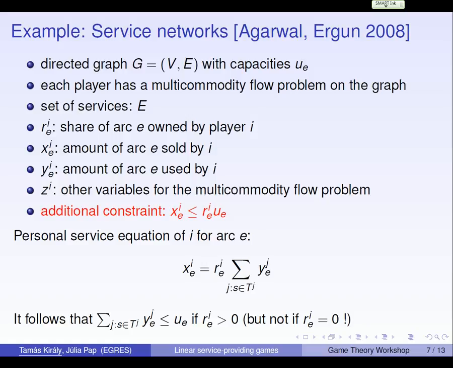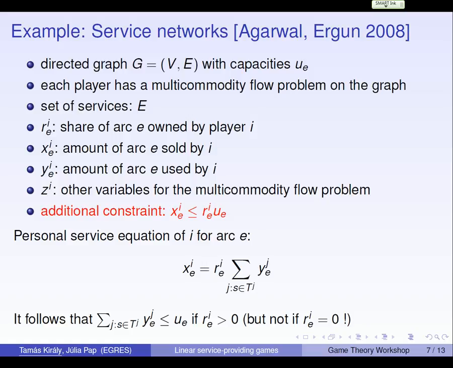The only constraint where the amount sold appears in the polyhedron of player I is the inequality that you cannot sell more than your share of the capacity. And the personal service equation for player I on the arc is this: the amount that you sell on that arc is your share times the total amount bought.